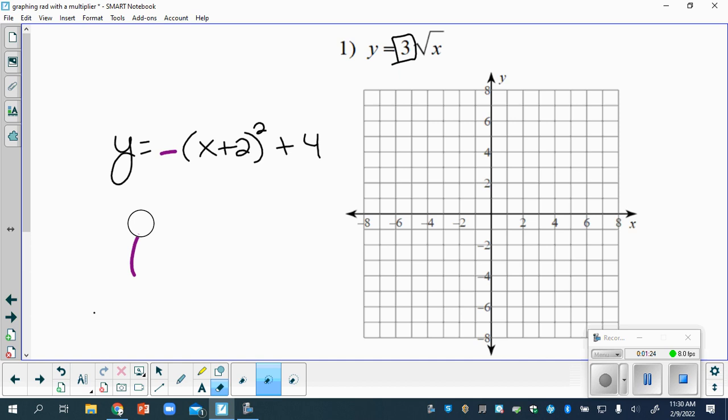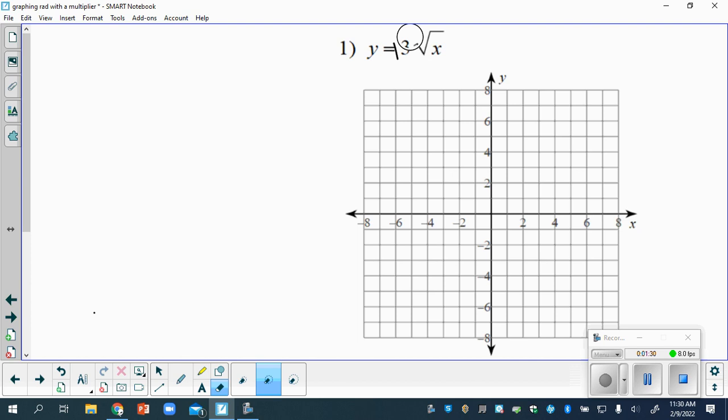Now, the reason I've been pushing you on the helping point the last 2 days is because the helping point is totally going to help us know what the shape of our graph is going to be. So let's take a look at the very first one that we're doing here. If you want to write this down, or if you want to print this off of the notes tonight, I put that in Google Classroom.